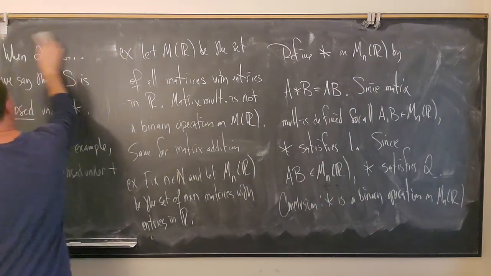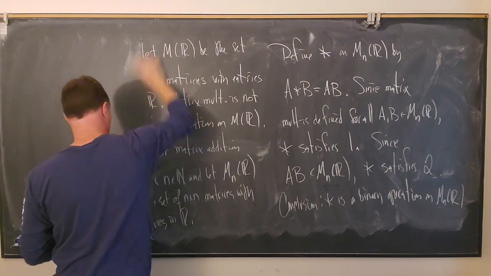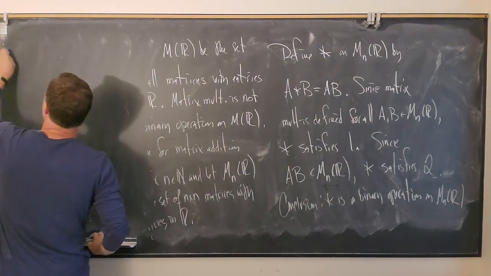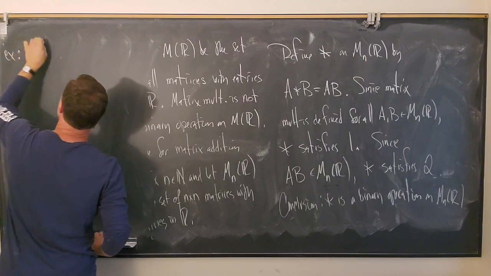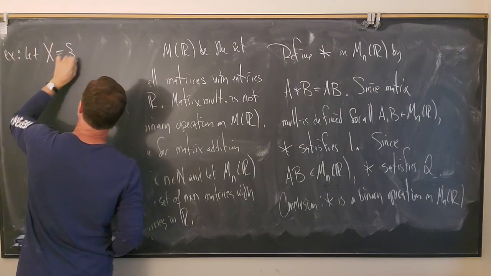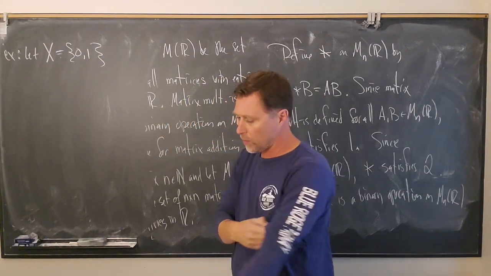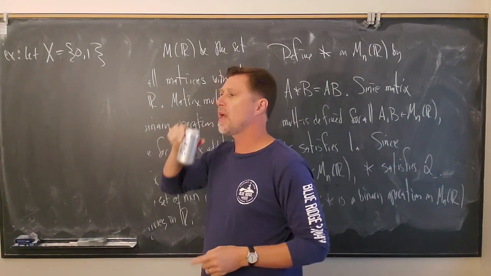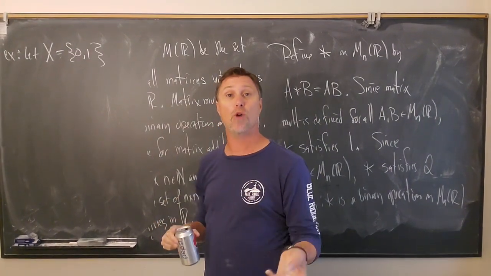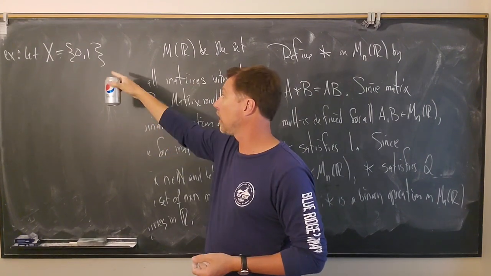So let's look at some more examples. For our next example, let X be a set consisting of just the numbers 0 and 1. And what I want to do is define a binary operation on this set capital X. So what I need to do is tell you how to perform this operation for each pair of elements from 0 and 1.